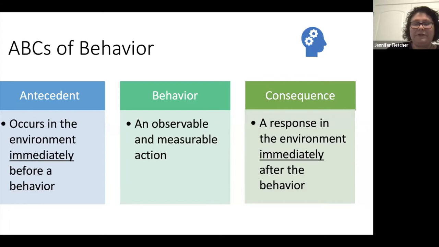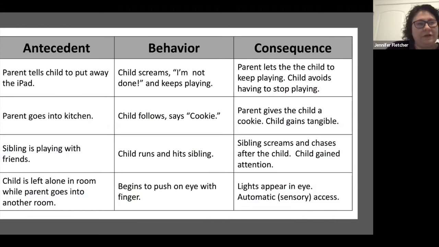Okay, so hopefully you have a behavior in mind. We'll go ahead and move on. I have some examples here of looking at behaviors in the ABC format. And this is another way that you can format for keeping ABC data. So when your child is having a behavior, you can start documenting at home and write down what the antecedent was, what the behavior is, and what the consequences are. And I don't know if the link is there yet on the Utah Parent Center site or not, but it should be there hopefully in the next few days.